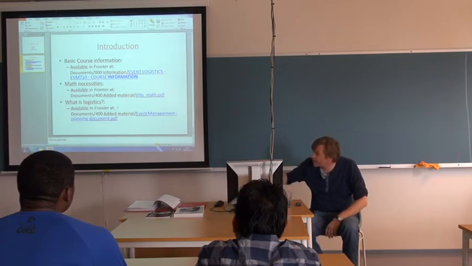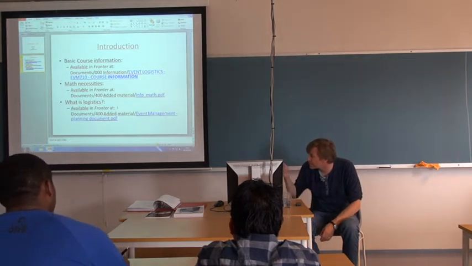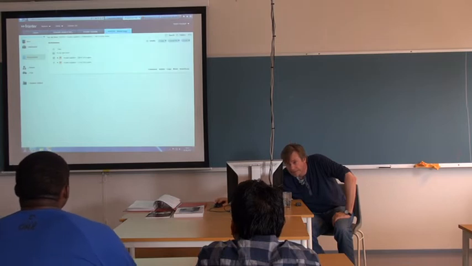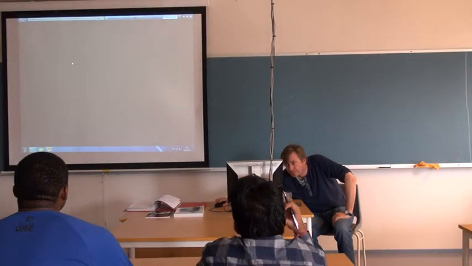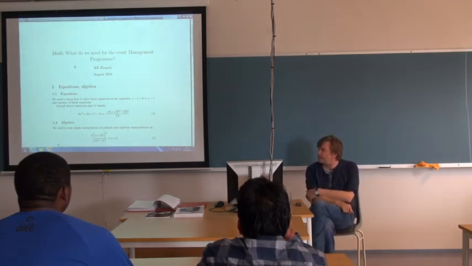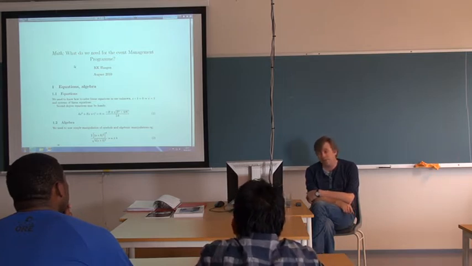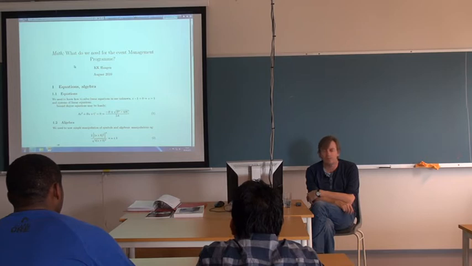So let me now start with the second bullet point here and say a few words about the mathematical necessities for this course. It's available, as I said, in the added material folder. So again, we have to go back and let me keep this one now. Okay, what do we need for the event management program? Basically, this is set up for event logistics, but these first parts are standard. We need to be able to solve some equations, to isolate a certain variable on one side and get the rest on the other side. We probably need to know this formula for second degree equations, and this is standard stuff. You already know this. This is nothing new.